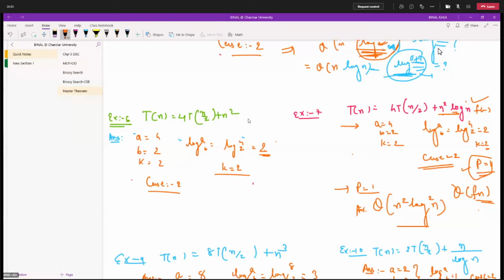Is there a P value mentioned over here? Is there a P value mentioned over here? No, ma'am. Any other student? Any other student? Roll number 54. Yes, ma'am. What is the P value for example 6?